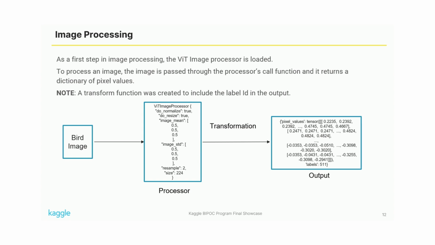As a first step in image processing, the ViT image processor is loaded. To process an image, the image is passed through the processor's call to give an output of a dictionary of the pixel values. A transform function is created to include the label ID in the output.